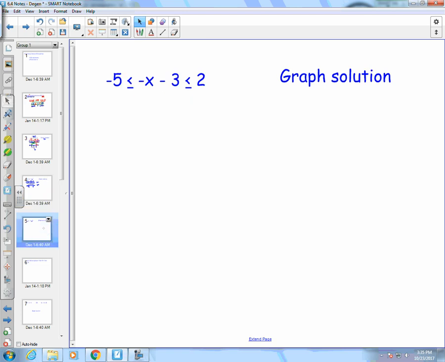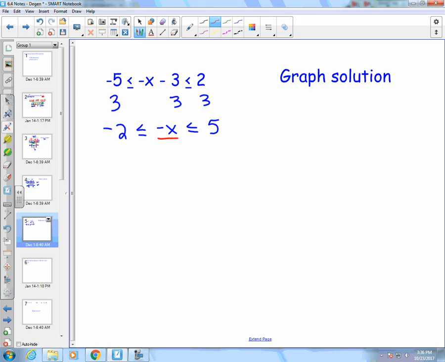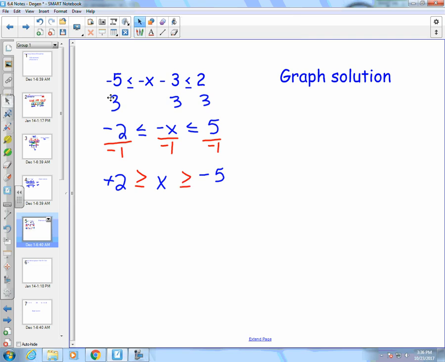Let's take a look at this problem where you are adding 3 to each section, such as -2 is less than or equal to -x less than or equal to 5. But our goal, remember, is to have the x all by itself. So we need to make sure and divide by a -1 on each section. And when you divide, that causes your inequality symbols to flip around. And so we actually have +2 greater than or equal to x greater than or equal to -5.